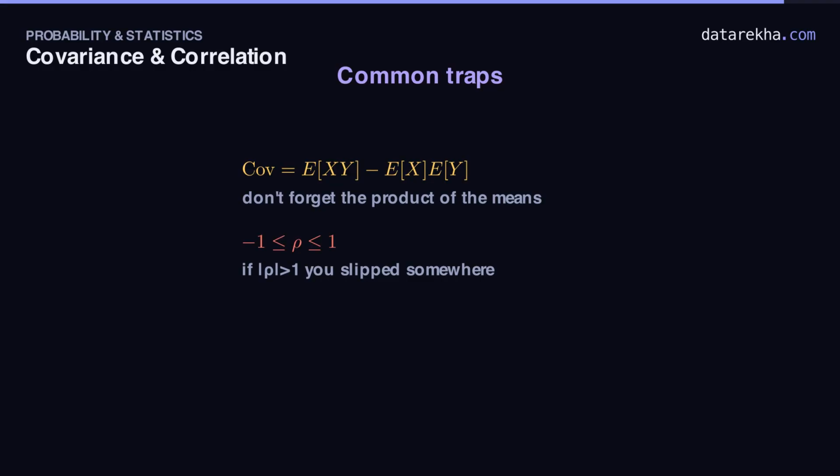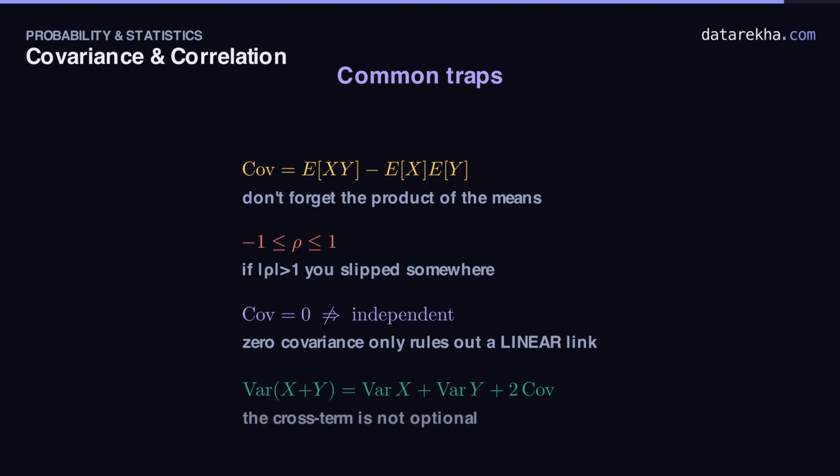Go back and check. Trap 3. Reading zero covariance as independence. It only means no linear relationship. A perfect U-shape can have zero covariance yet be tightly dependent. And trap 4. Forgetting the cross term in the variance of a sum. That plus 2 covariance is not optional. It's only 0 when the covariance itself is 0.